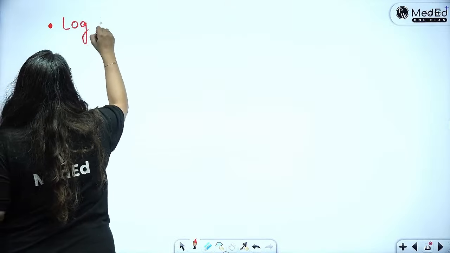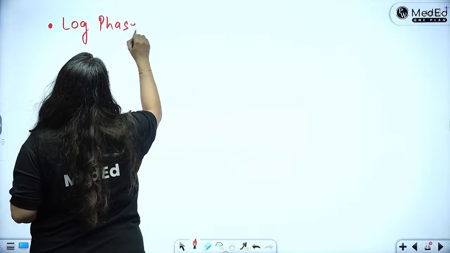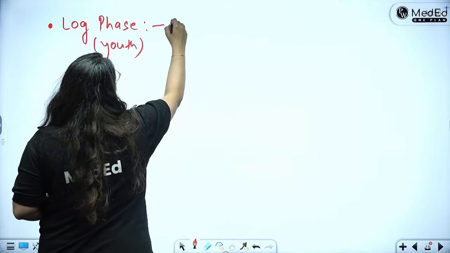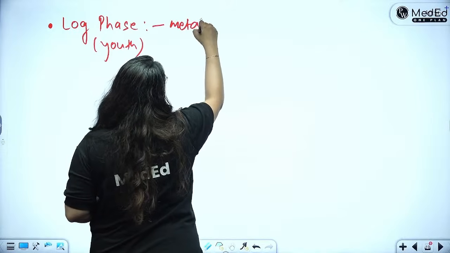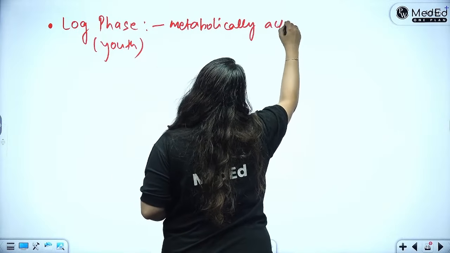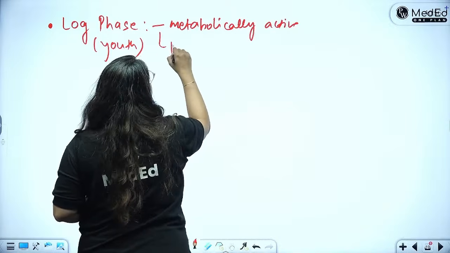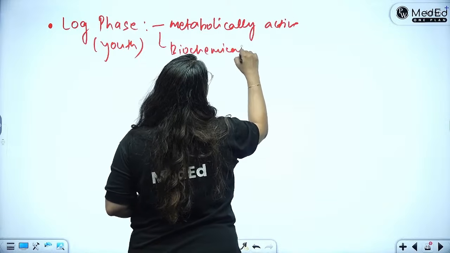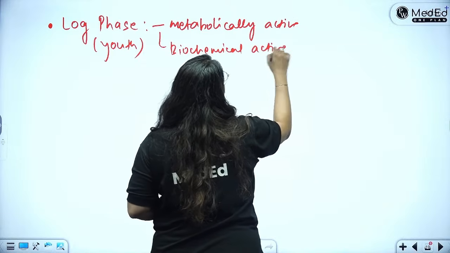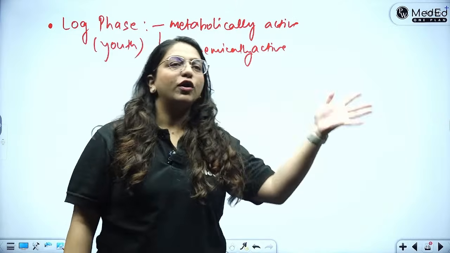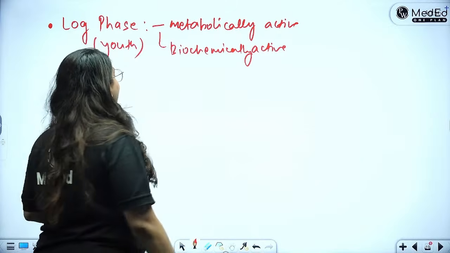What was log phase? It was the youth of bacteria. It was the jog phase. So what happens when you're young? You are very, very active. So you are metabolically active. That means you are very active in this phase. The bacteria is also biochemically active. What is the meaning? When you are young, you want to talk to so many people, you want to go and interact with so many people. That is biochemical activity. The bacteria is going and talking to many, many people. That is biochemically most active.